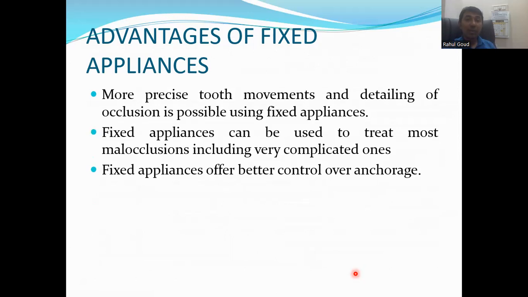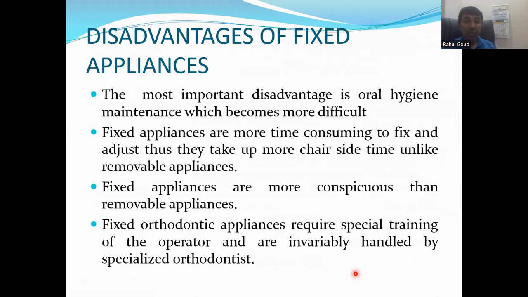More precise tooth movements and detailing of occlusion are possible using the fixed appliance. Fixed appliances can be used to treat most malocclusions, including very complicated ones. Fixed appliances offer better control over anchorage. So these are the advantages of fixed appliances.